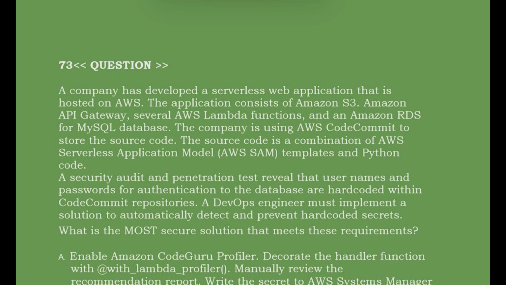A security audit and penetration test reveal that usernames and passwords for authentication to the database are hard-coded within CodeCommit repositories. A DevOps engineer must implement a solution to automatically detect and prevent hard-coded secrets. What is the most secure solution that meets these requirements?